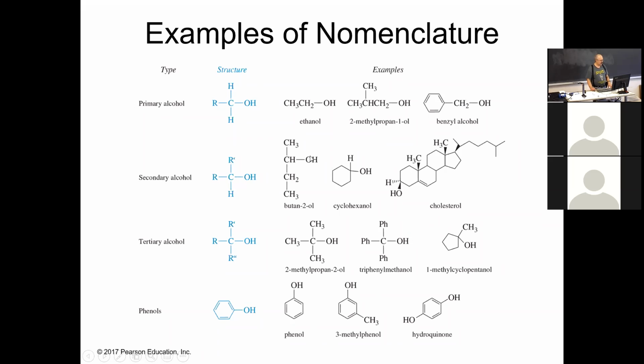The secondary alcohol again has 2 carbons directly bonded to the carbinol carbon. So this is butan-2-ol. Butane is a 4-carbon chain, and the alcohol group is on number 2. If we have a cyclic alcohol, it's implied or understood that the OH is on carbon number 1. And so this is cyclohexanol. We don't have to say 1-cyclohexanol. And then here we have cholesterol.